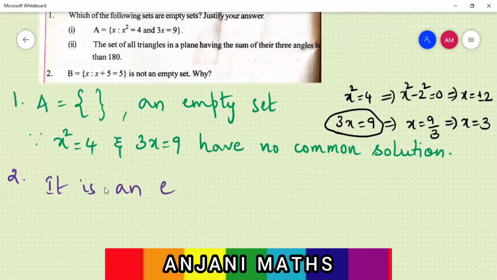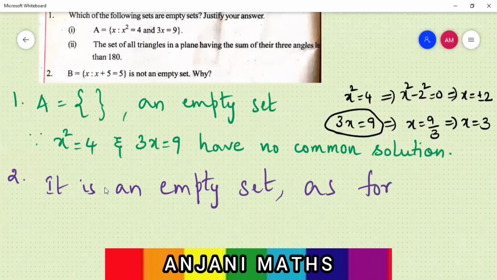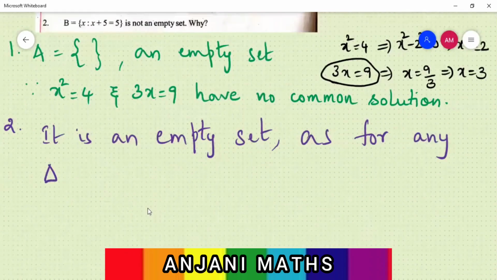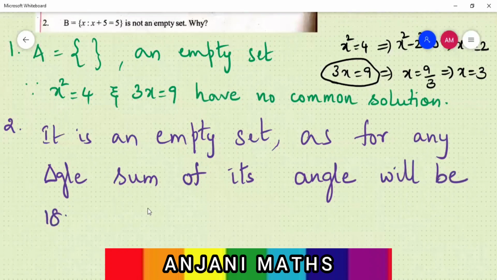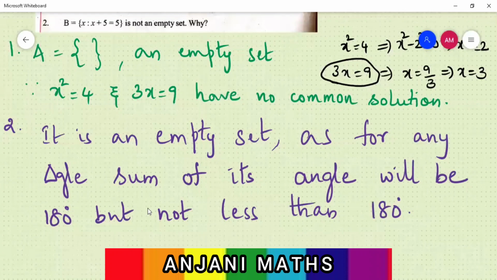It is an empty set as for any triangle, the sum of its angles will be 180 degrees, but not less than 180 degrees. So we cannot find a triangle whose sum of its angles is less than 180. So therefore it is an empty set. Very simple one, isn't it? Let us move to the next one. Let me write this as 2.